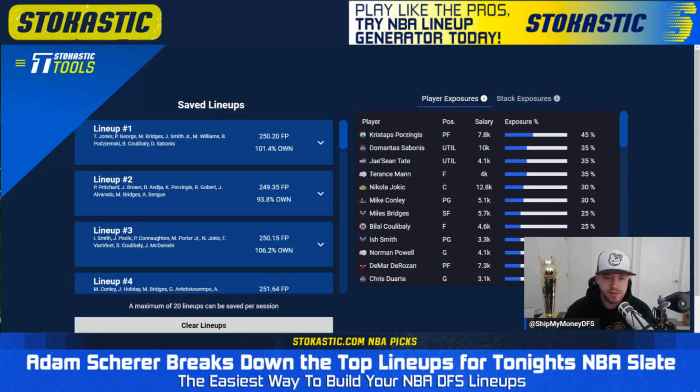The other customization option that I was referring to was, let's say you look at this and you like Kristaps Porzingis, but you don't want 45% of him. The field right now on DraftKings is getting to about 11%.